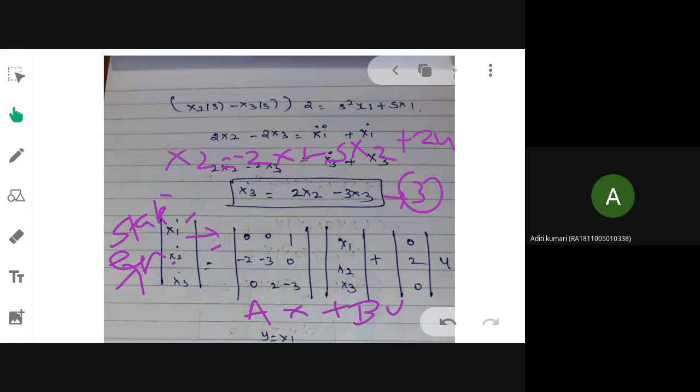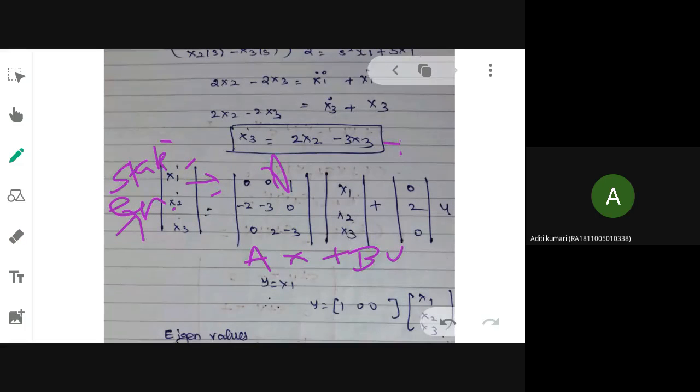Okay. So next, the third state equation. That is this one. What is the coefficient of x1 here? 0. Is there any x1 factor? No, so 0. What is the coefficient of x2? 2. Okay. What is the coefficient of x3? Minus 3. Is there any u term there? No, ma'am. Okay, so 0.